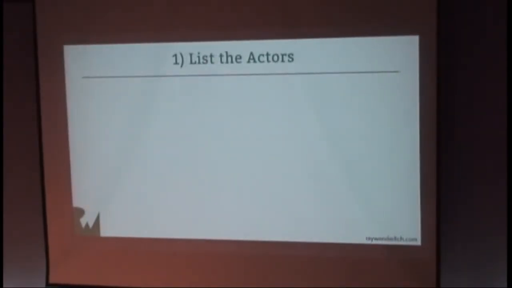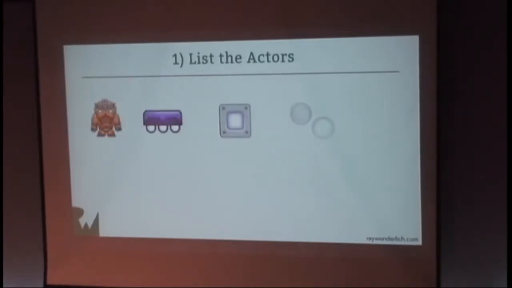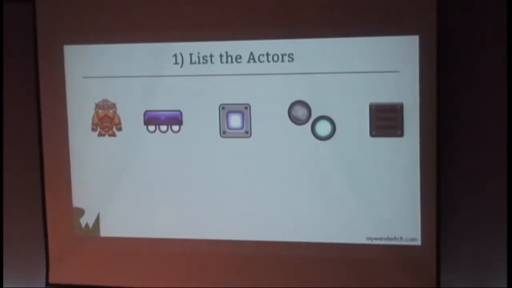So let's start out with the first step to add juice into your game. It's listing out all the actors that you have in your game. So in this game, we have our Space Marine. We have the platform that he jumps on. There's another type of platform that breaks when you hit it. There's also some power-ups that when you hit, they boost you into the air. And there's the wall itself.